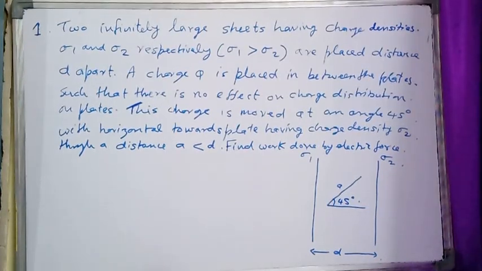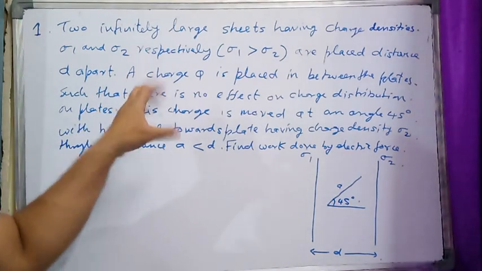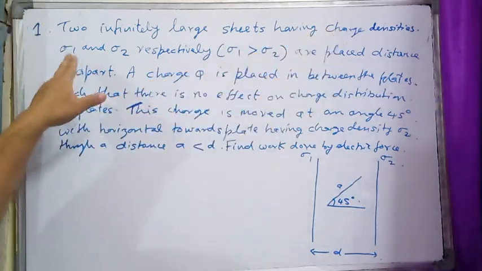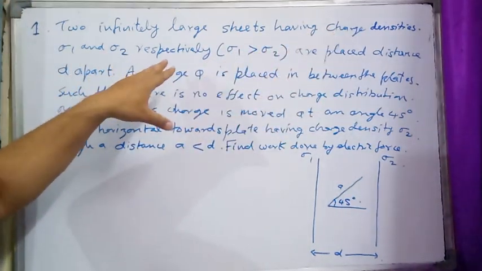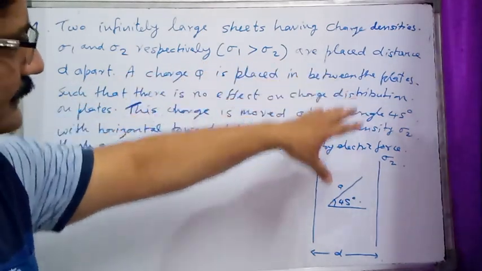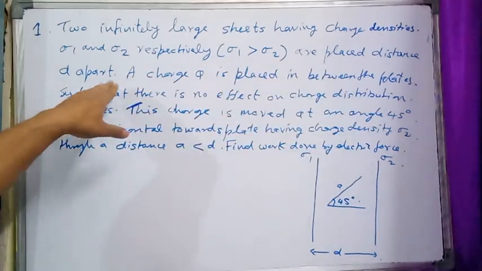So hello students, in this new video on electrostatics we are going to see how to solve numerical problems based on Gauss theorem and applications of Gauss theorem. So in this numerical you can see the question is: two infinitely large sheets having charge density sigma 1 and sigma 2 respectively, where sigma 1 is greater than sigma 2, are placed a distance d apart.